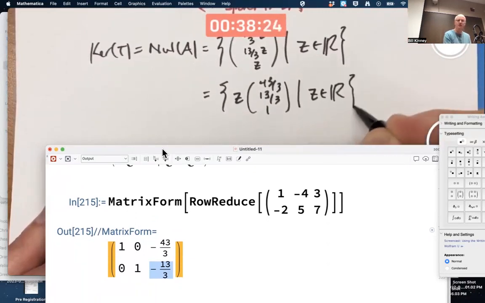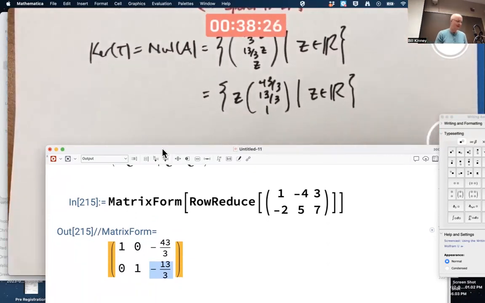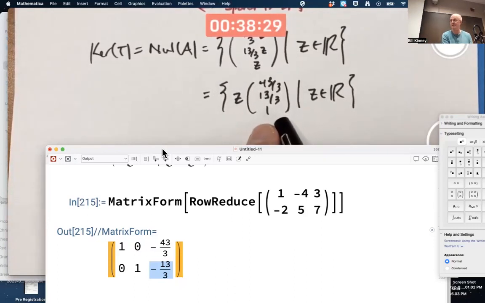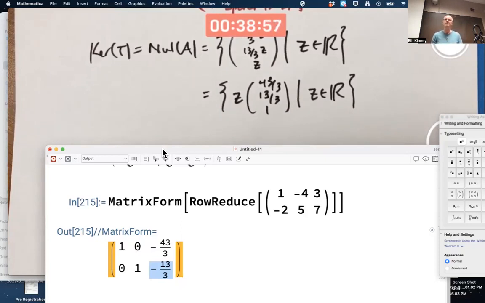And actually, I could avoid fractions here. I could multiply this vector by any non-zero constant, like 3 might be a good choice. And if I did that, I get 43, 13, and 3. It still works because Z is arbitrary. I can multiply this vector by any non-zero constant. This is an algebraic confirmation that the kernel of this transformation is a line through the origin, right? If Z is 0, this is going to be the 0 vector. This does go to the origin. It's a one-dimensional subspace of three-dimensional space.